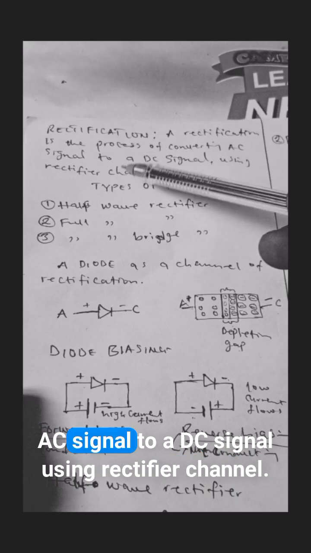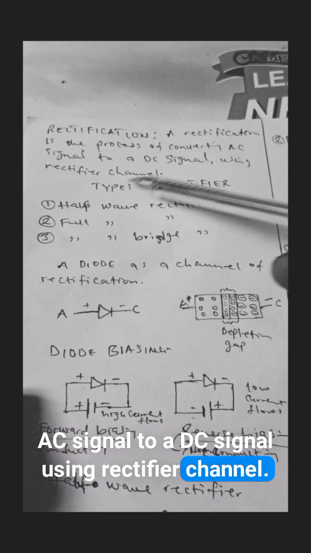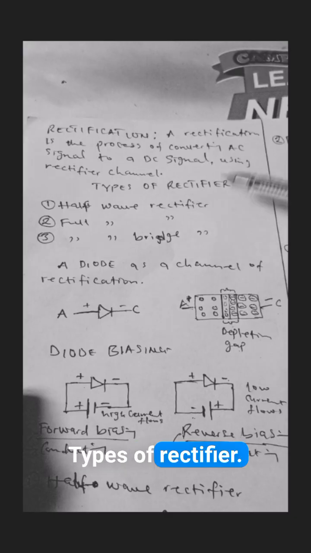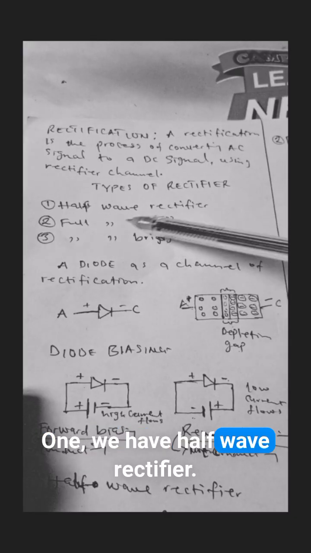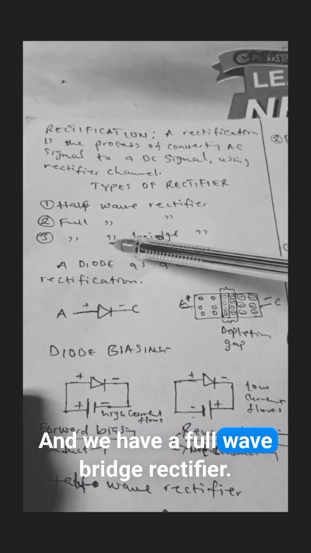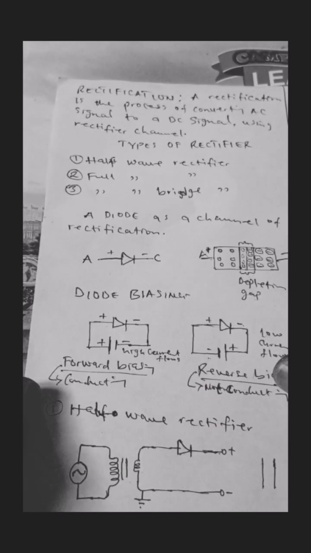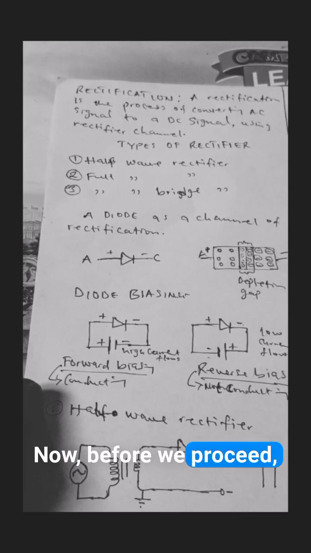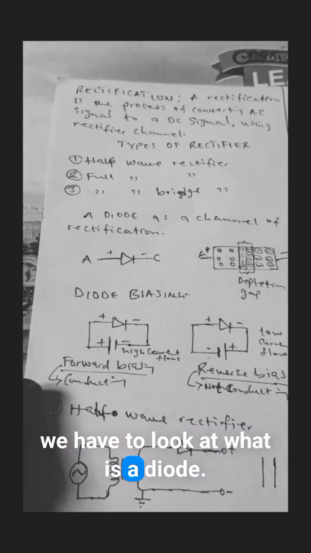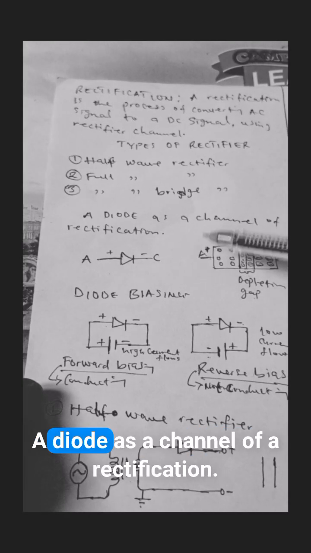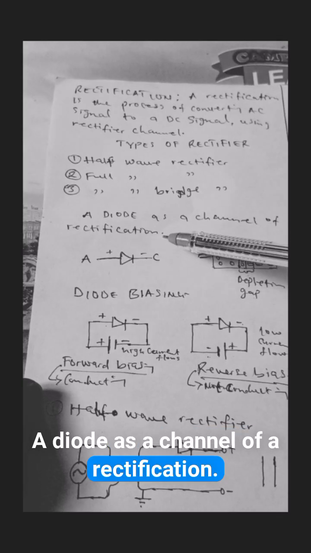As I said earlier, rectification is the process of converting AC signal to a DC signal using a rectifier. Types of rectifier: we have the half-wave rectifier, the full-wave rectifier, and the full-wave bridge rectifier. Now before we proceed, we have to look at what a diode is, as the diode is the key component of rectification.